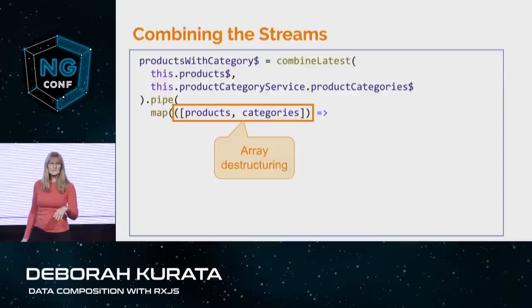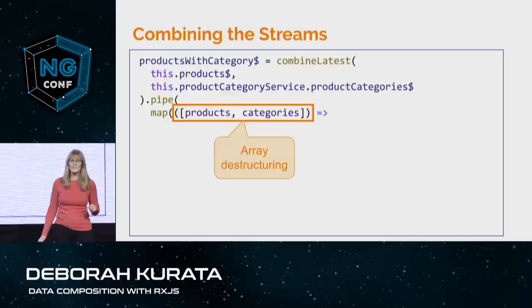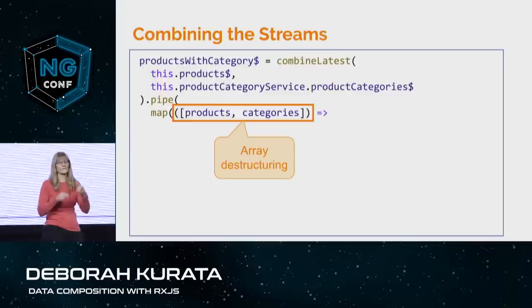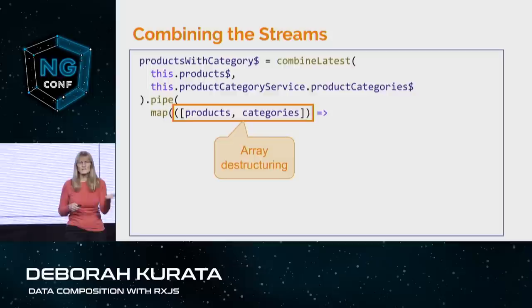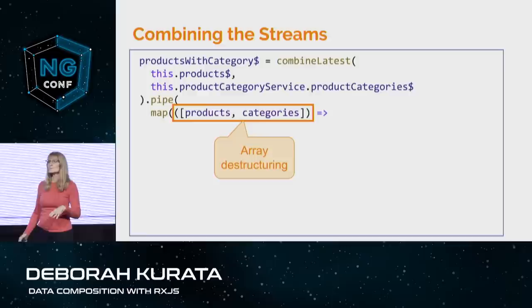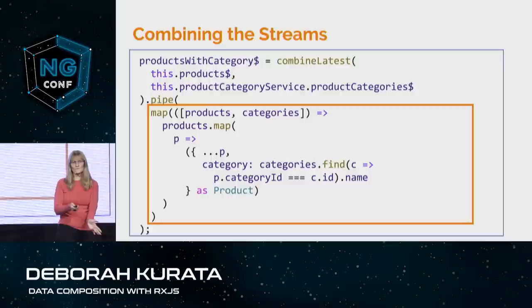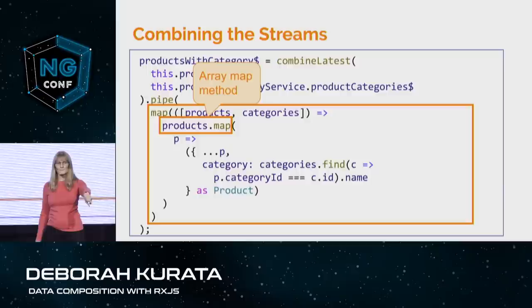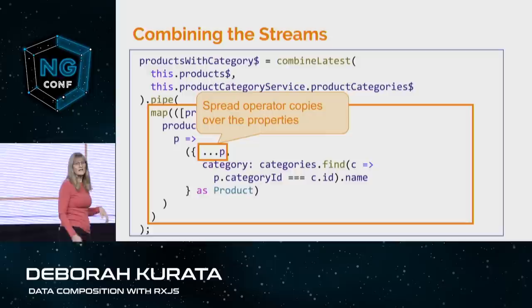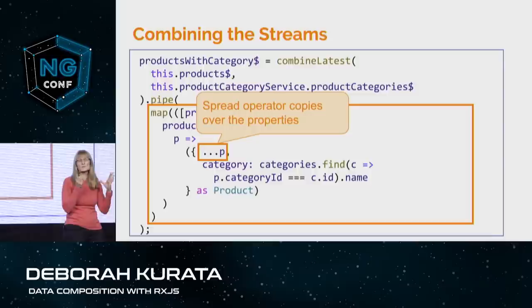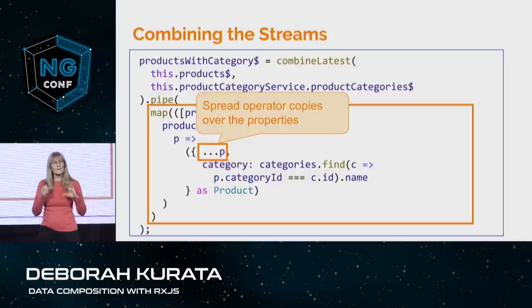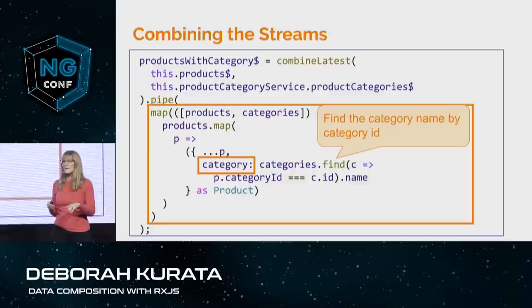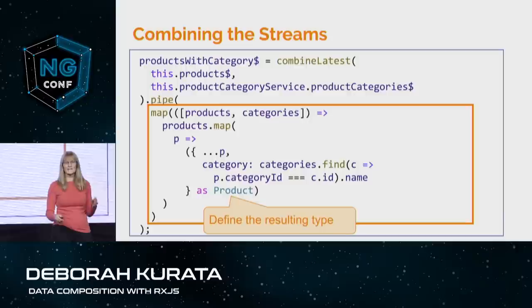Well, here's my map. The first thing I'm doing is I'm using array destructuring in my map so that I can assign a name to each of the elements of the array. So the thing in that first element of the array, which happens to be my array of products, I'm assigning to be products and then categories for the second element to make it easier to work with. Then I have whatever other code that I need to do my mapping. In my case, I'm using the array's map method because now my products is an array. I'm taking my existing product that I got from the server that has my category ID on it, and I am using the spread operator to copy it over. So now I have a copy of it. And I'm adding then a category property and doing the mapping with the find to find the name for that ID. Lastly, I'm telling it, hey, I really want this to be a product.